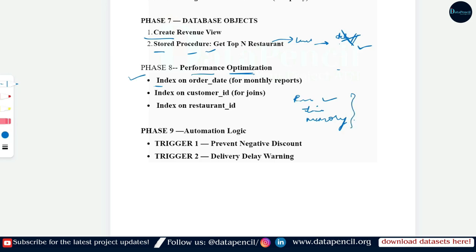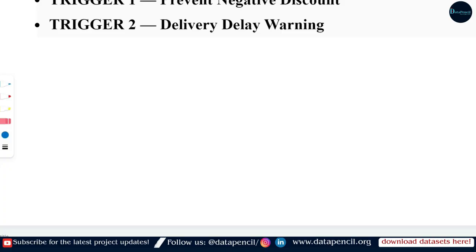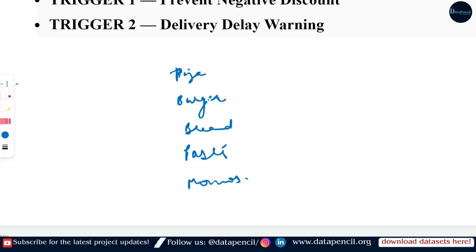Now see what unnecessary work I'm talking about. Suppose there are some item names. First is pizza, then burger, then bread, then pasta, and last is momos, okay? Now suppose you want pasta. What will happen in MySQL? Behind the scenes, MySQL will search for pasta row by row. Firstly, it will go to the first row, then the second row, then the third row, and then it will get the pasta, right?